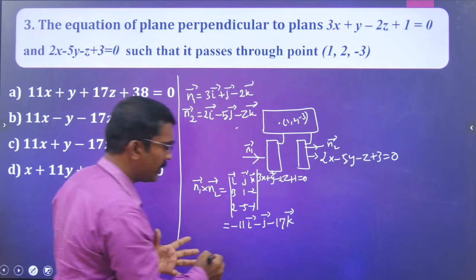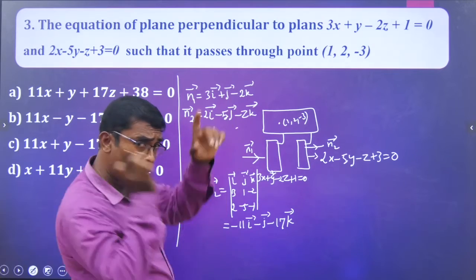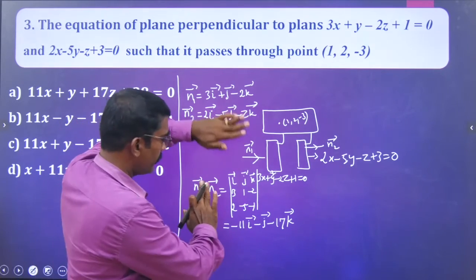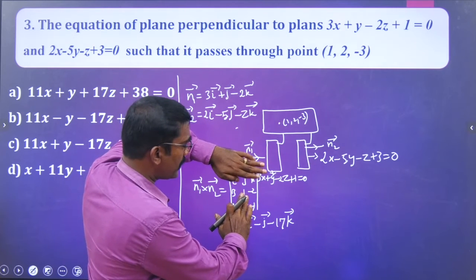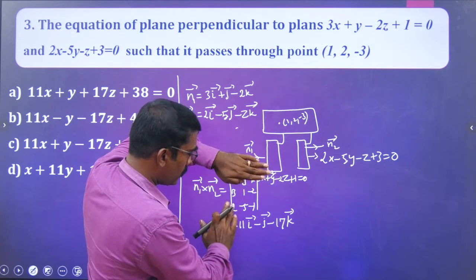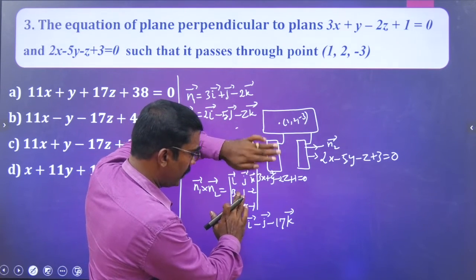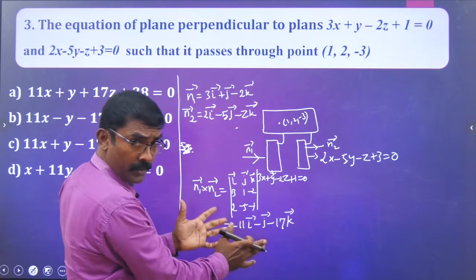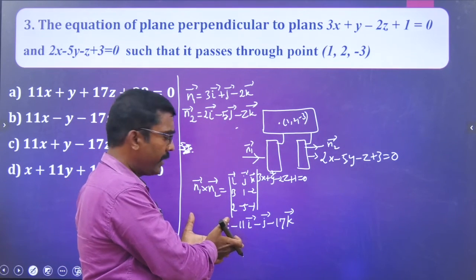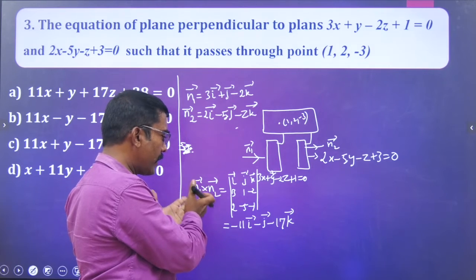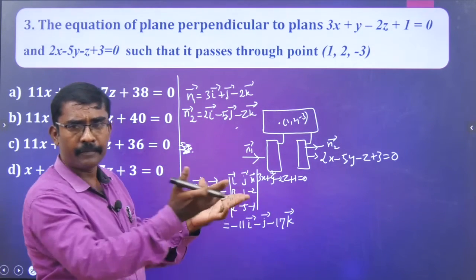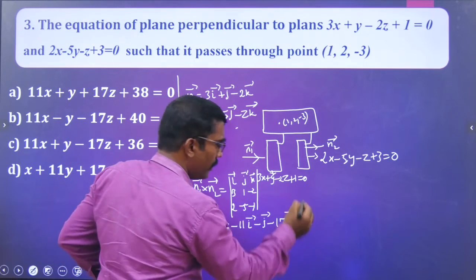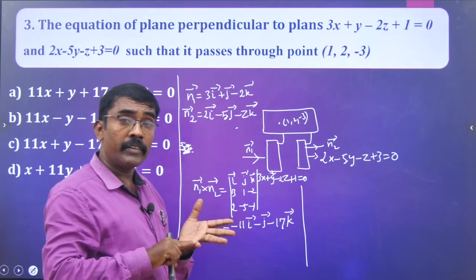After expanding this determinant, we always expand matrices and determinants like this: first row first column, first row second column, first row third column. By using this concept, we find the value of n1 vector cross n2 vector as minus 11i vector minus j vector minus 17k vector. Next, we have to write the Cartesian equation of the plane.